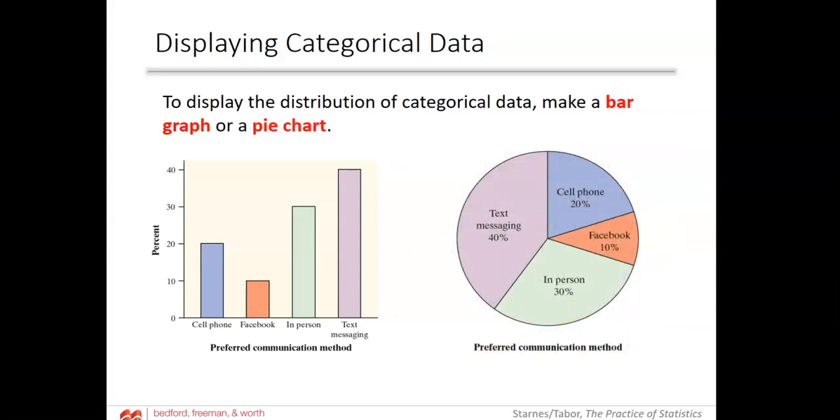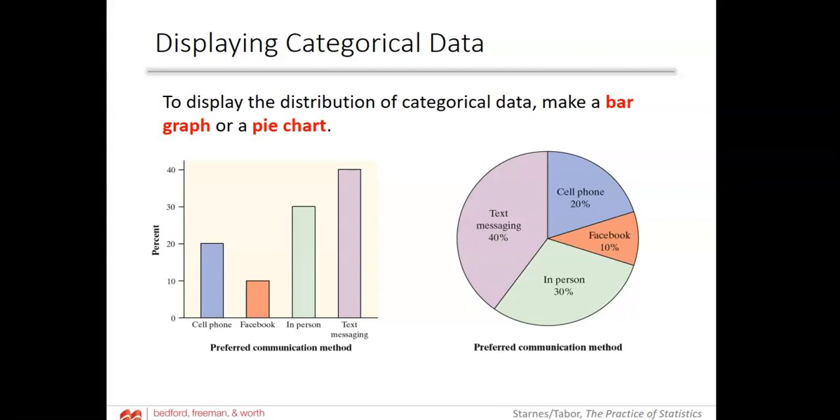If you do this with a pie chart, which is certainly another way to go, you can see the size of each slice. Text messaging was 40%, so that's 40% of the 360 degrees of the circle, whatever 40% of 360 is. Those angles were probably drawn with a computer, exactly correct. So 10% would be 36 degrees of that circle if you wanted to draw it accurately.